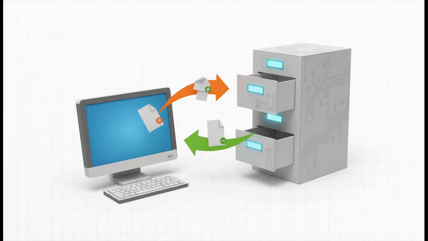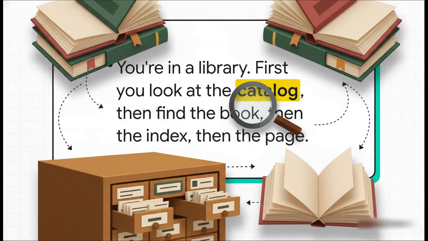At its heart, this whole process is called file input/output, or I/O for short. It's just a way for the program to talk to the computer's storage, its digital filing cabinet, if you will, so it can save information and then pull it back out later when it's needed. And this library analogy is honestly the perfect way to picture how programs find data.